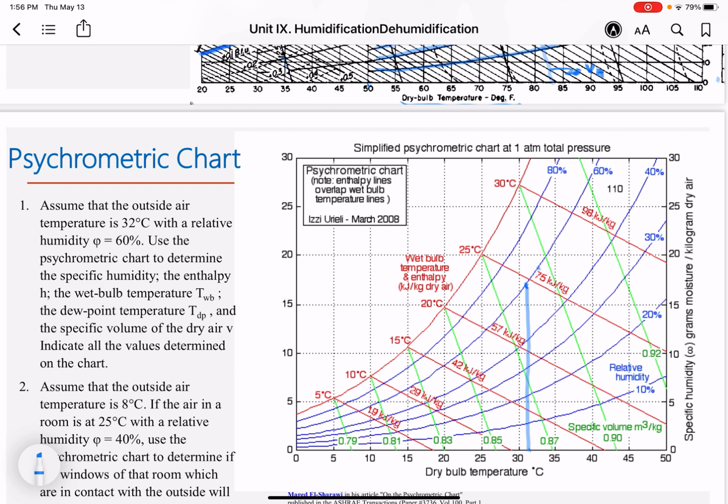Now, if we project it across to the humidity ratio, you get a value here. So if this is 15, siguro this is around 18. So your specific humidity, your H, is 18 grams per kilogram of dry air. Okay? Next, what is the enthalpy? The enthalpy is around, kung ito yung enthalpy niya, wet bulb, and enthalpy of the dry air.